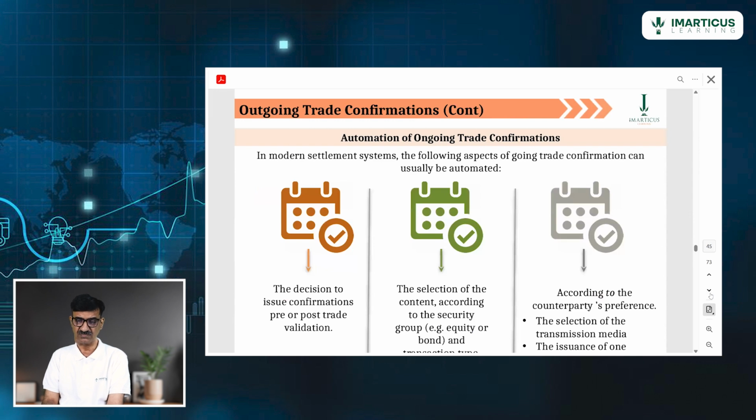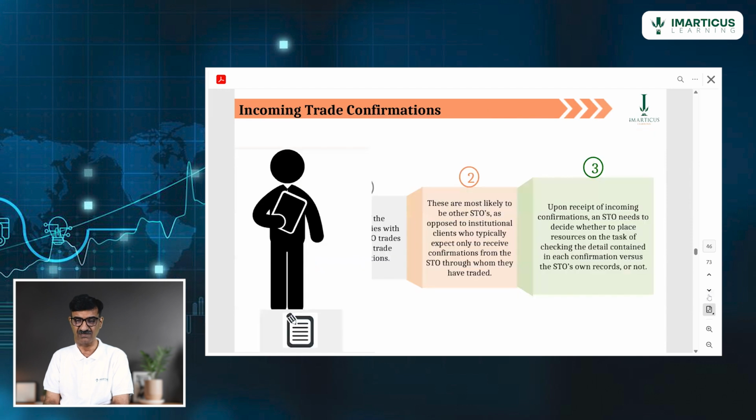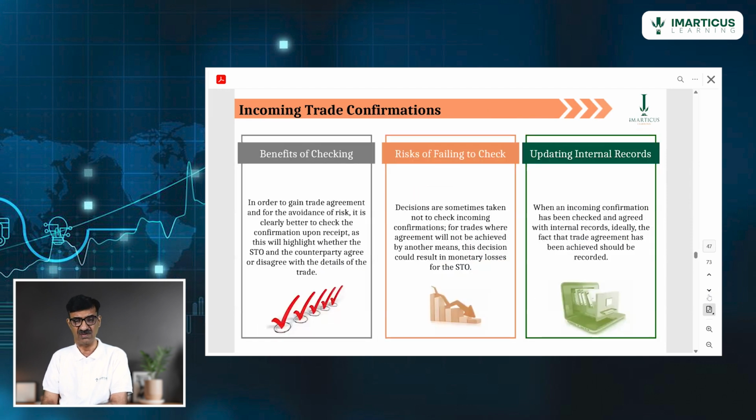Very important. When you send, it is outgoing. When you receive, it is incoming. There can be outgoing trade confirmation to counterparty. There can be incoming trade confirmation from counterparty. Very nicely put up in these slides. Naturally, these checks allow you not to make any mistake, and internal records are updated. Internal control is maintained. This must.